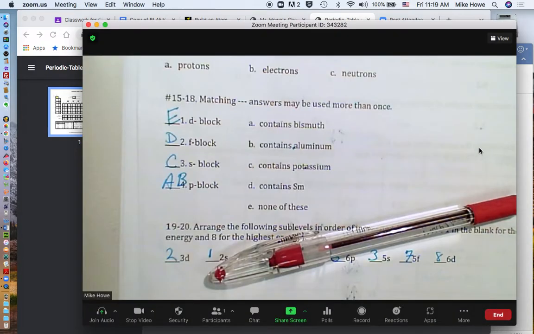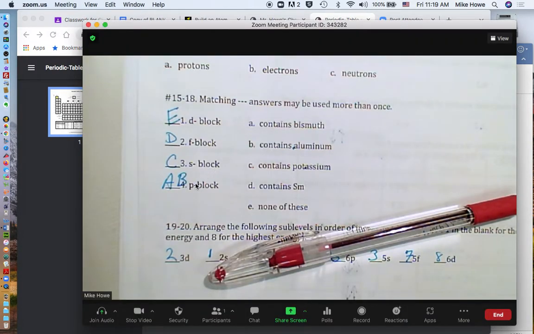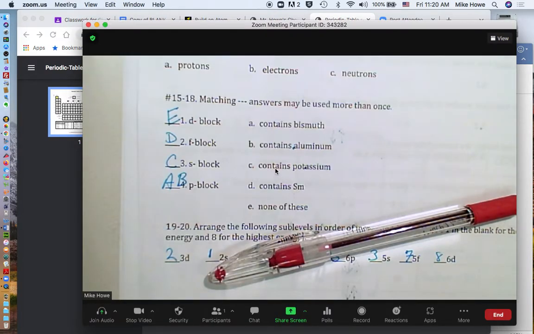All right, so then if we go back and look at the one that contains bismuth, bismuth you see is right here. That's in the P region. So that's why I say A down here for bismuth in the P block. So is aluminum. You could have put either answer. So the P block is aluminum. And on the potassium, aluminum's right here, P block. Potassium's over here, that's in the S block. So it contains potassium, S block.